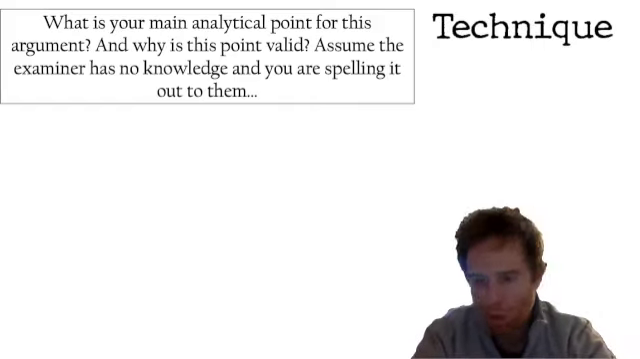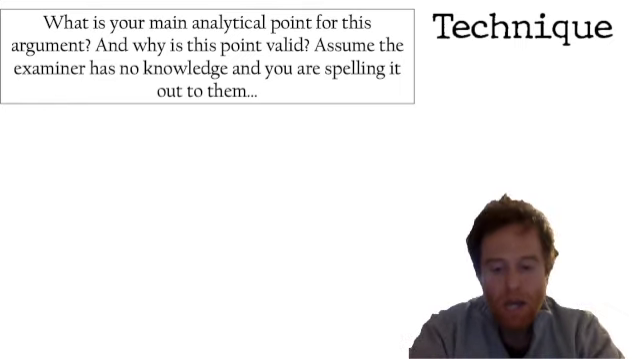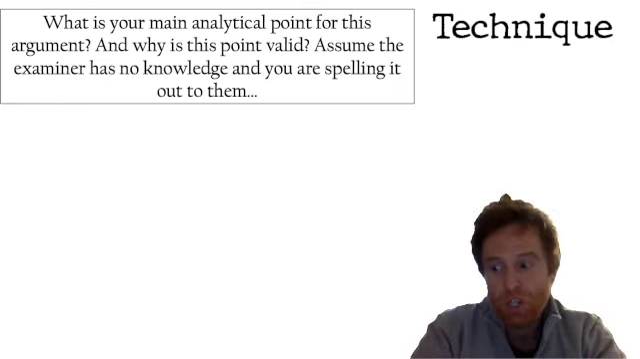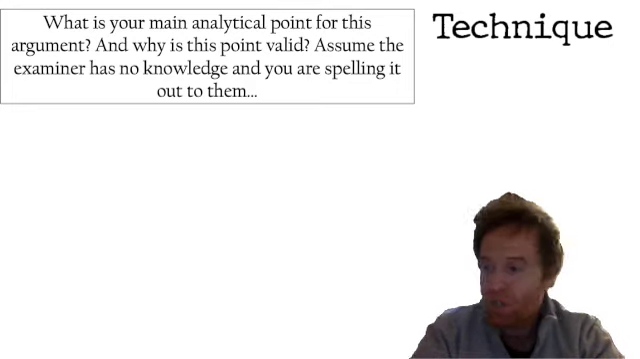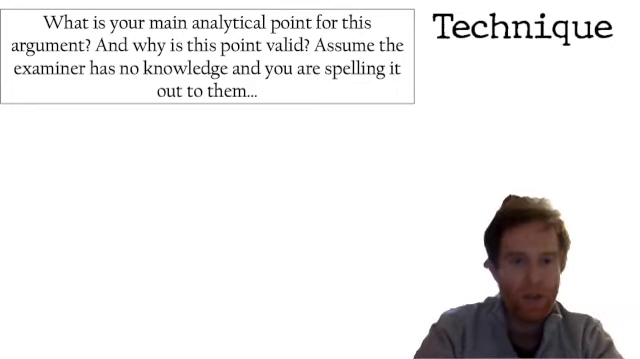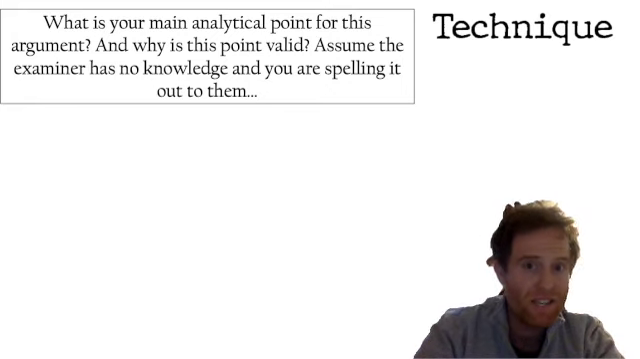First of all, my argument 1. What is my main point? What is my main argument? What you need to make sure you do is you assume the examiner knows absolutely nothing. They've never studied economics before, they have no idea about anything, and you are going to fill in the blanks. So as it says here, assume the examiner has no knowledge and you are spelling it out to them.